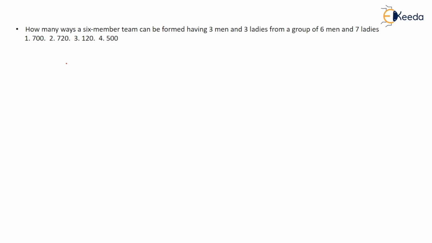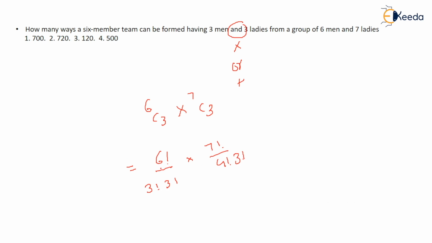So this is a question: in how many ways can a 6-member committee be formed having 3 men and 3 ladies from a group of 6 men and 7 ladies? And means what? You have to multiply, right? Or means what? Plus. So from 6 men you have to choose 3, right? And from 7 ladies you have to choose 3 ladies. So this is the condition. So after doing this, 6 factorial upon 3 factorial into 3 factorial, into 7 factorial upon 4 factorial into 3 factorial. So this can be written as 6, 5, 4. So this 6 can be cut.